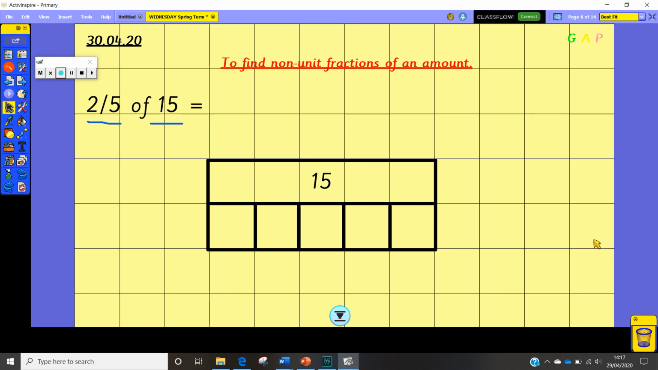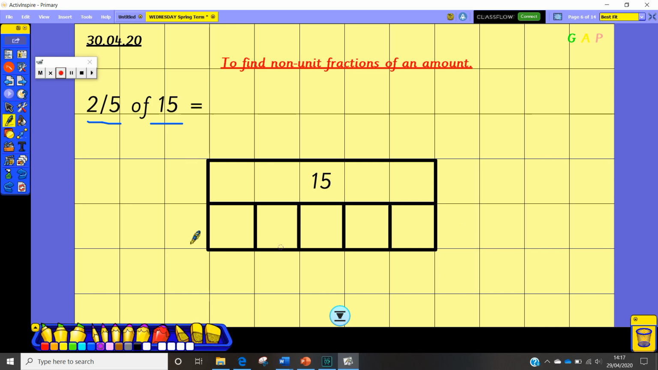And then I'm going to split my 15 exactly the same as we have done for every other lesson this week into my 5 boxes. So we've got 1, 2, 3, 4, 5, 6, 7, 8, 9, 10, 11, 12, 13, 14, 15. Okay, so I'm going to stop there because 15 is my whole number.